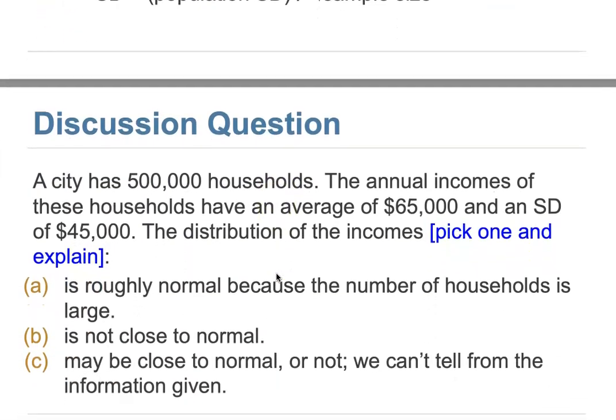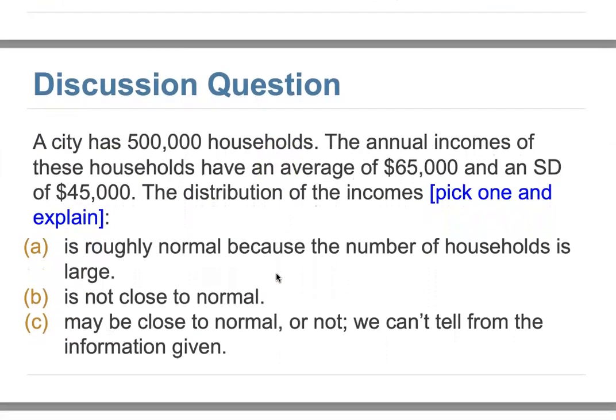To help you understand better, we have two discussion questions before we end this lecture. So please make sure you spend time to talk with your classmates and think about the answer. The first discussion question is, a city has 500,000 households. The annual income of these households has an average, so this one is the population average, since we say we know that. The population average is 65,000 and the standard deviation is 45,000. So what is the distribution of the income?